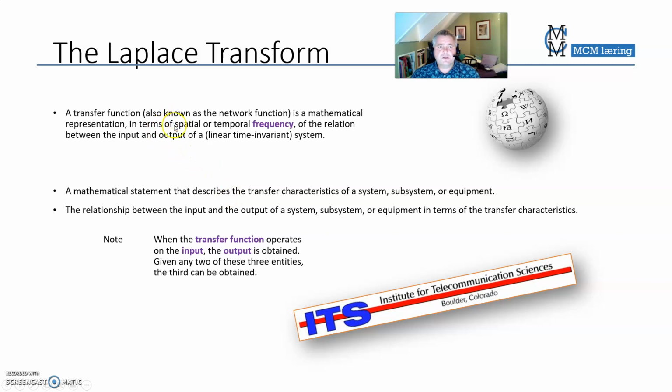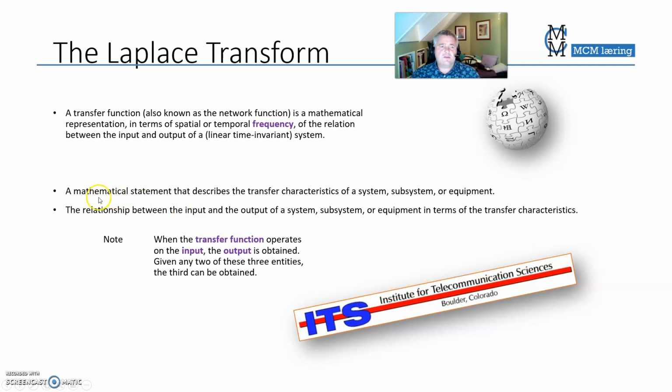A transfer function, also known as a network function, is a mathematical representation in terms of some kind of frequency of the relation between input and output of a linear time invariant system. Time invariant means that it doesn't change with time. The equations for the system are the same for weeks and years. And linear means that you can draw the graph for the function without lifting the pencil from the board. This is what Wikipedia says.